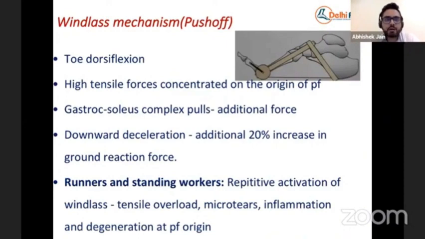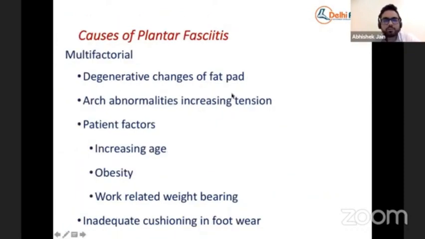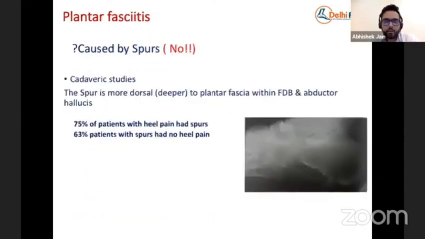The main reason why plantar fasciitis occurs can be blamed on the windlass mechanism. There is a toe dorsiflexion upon which a high tensile force is concentrated, especially in runners and standing workers. Repetitive activation of the windlass causes tensile overload, micro tears, inflammation and degeneration at the plantar fascia origin. The causes are multifarious: increasing age, obesity, degenerative changes, and arch abnormalities. One thing we have to be very sure about: a plantar calcaneal spur has got nothing to do with plantar fasciitis.